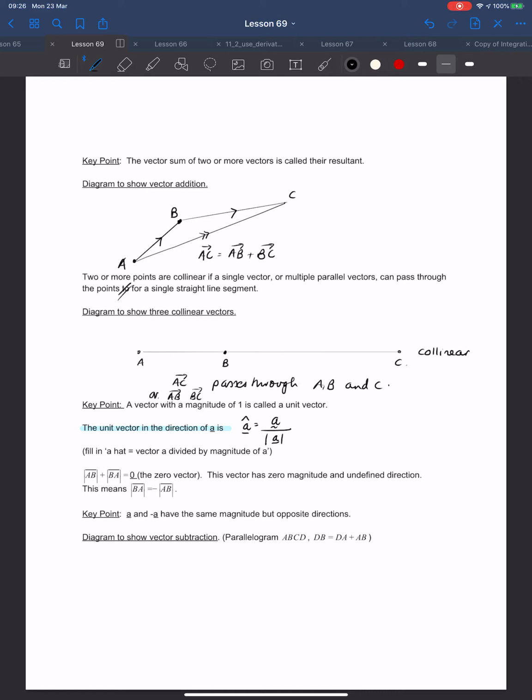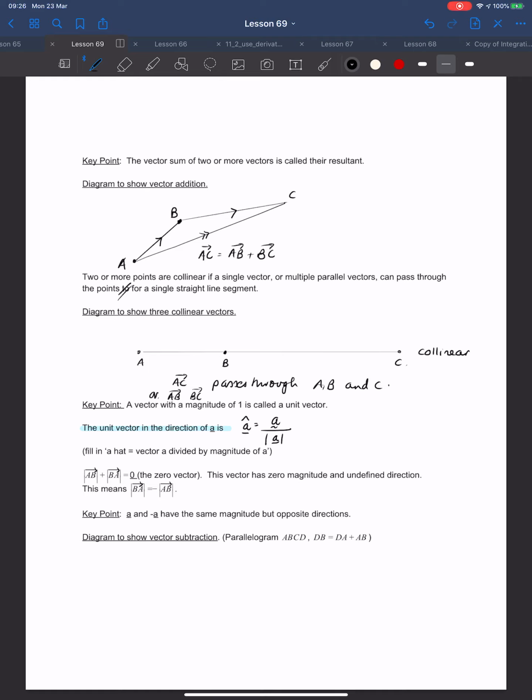Okay, next point. AB plus BA equals 0. So this means we're going from A to B and then back from B to A, so we end up with the zero vector. It's got 0 magnitude, undefined direction. So B to A is the negative of A to B. Okay, so the last key point on the page now: vector A and vector minus A have the same magnitude but opposite directions.